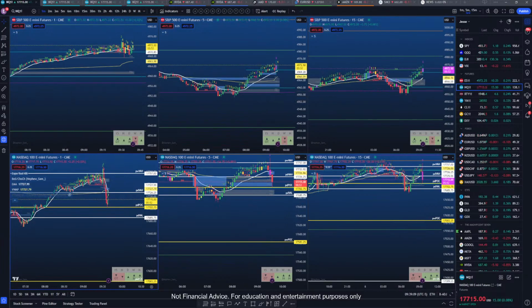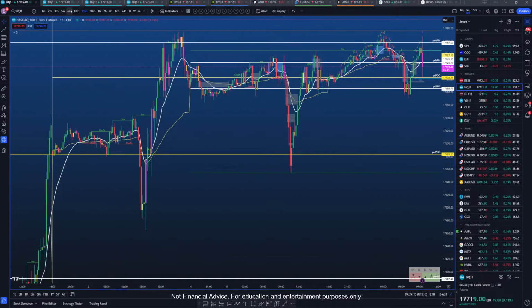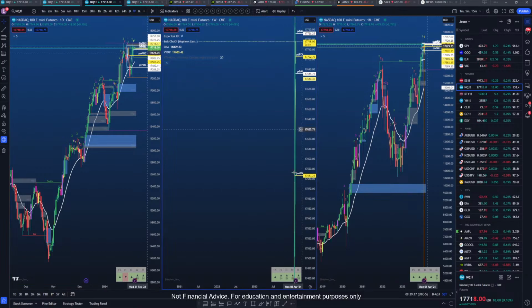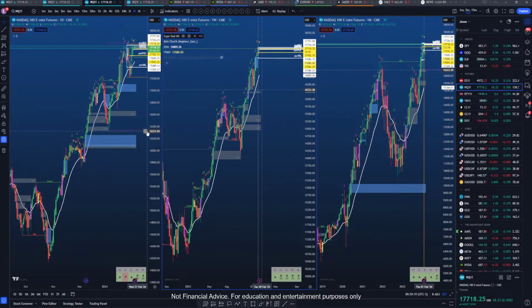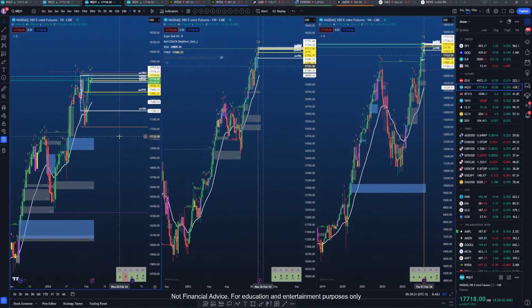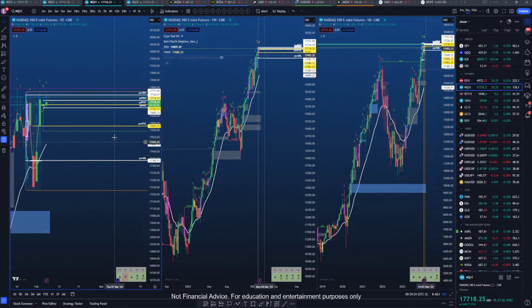All right, I'm going to do a little bit of top down here. So let's take a peek at the daily. Probably get rid of these prior days. Prior week is still important though.